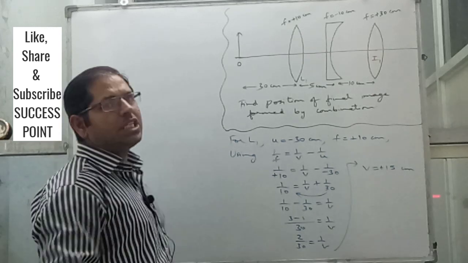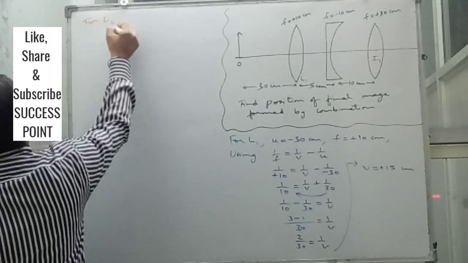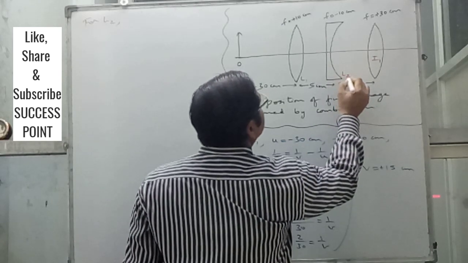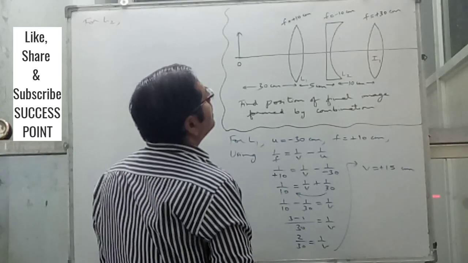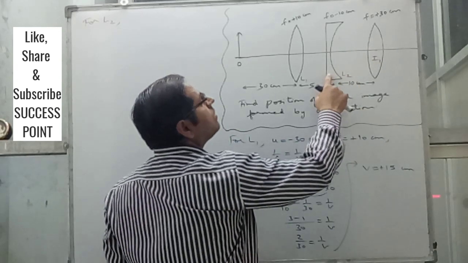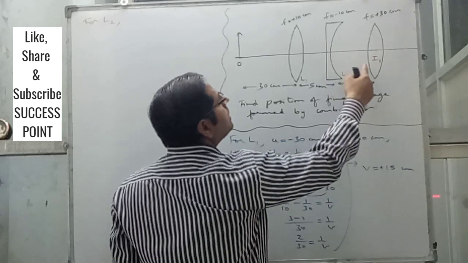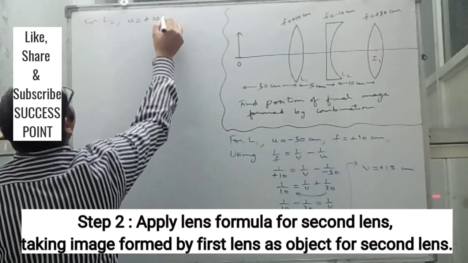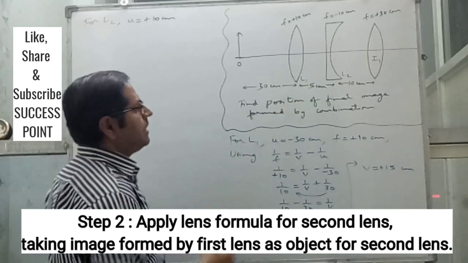Now we will use the same lens formula for the second lens. Now see the method for L2. For L2, what will be the object distance? Since this image is behaving as object for the second lens, this will be the object distance, which is 10. So u is equal to plus 10. Why are we taking positive? Because it is on the other side, on the right hand side.